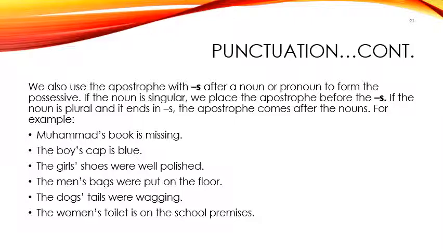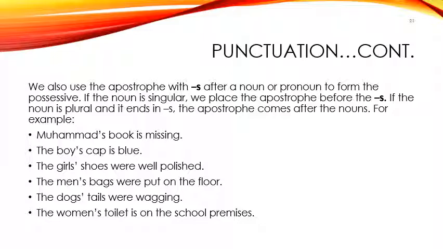Apart from the functions of apostrophe we have identified, apostrophe is also used to indicate what? Possession. That is, using apostrophe plus s immediately after a noun or a pronoun to indicate possession. If a noun is singular, we use apostrophe before s. But if the noun is plural and it ends with s, we use apostrophe immediately after s. For instance, Muhammad's book is missing. And we see Muhammad's, the word Muhammad is singular. The boy's cap is blue. Boy here is what? Singular. Therefore, you have apostrophe before s.